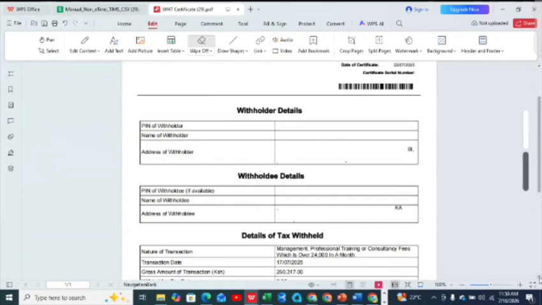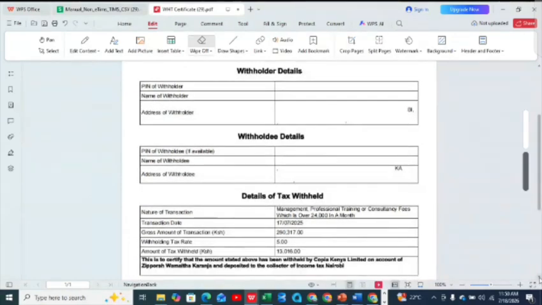Now we get to the most important area, where we have the details of the tax withheld. This is where you usually notice the nature of the transaction which took place, and this is what usually informs us when filing our return. So when we come here, you can see the nature of the transaction is management, professional, training or consulting fee, which is over 24,000 in a month. In case it is below that, it is not subject to withholding tax.